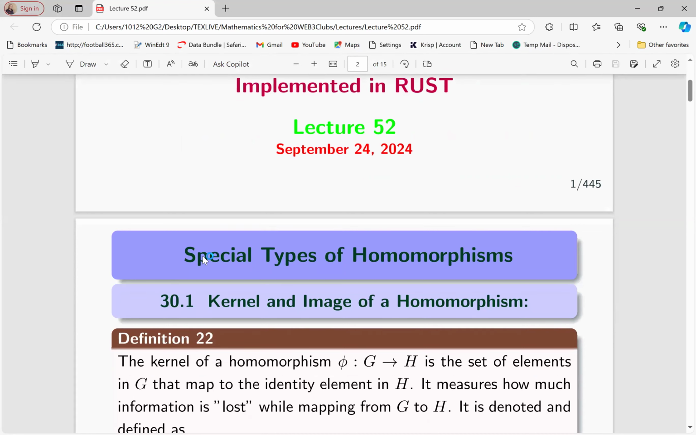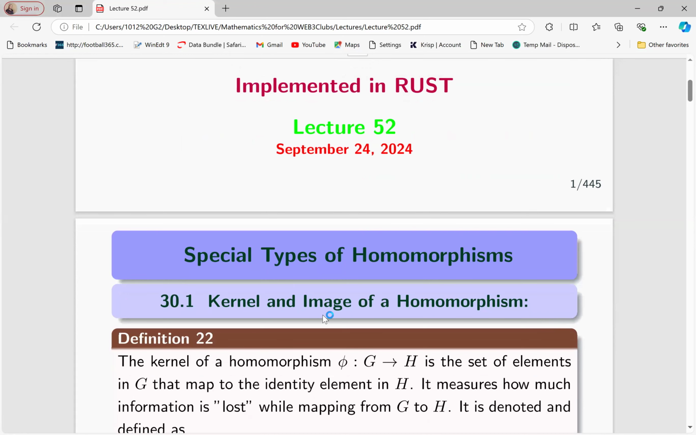Now, the first type of homomorphism that I will be looking at is the kernel and image. Kernel and image are two different things. So we'll be looking at the kernel of a homomorphism. We need to know what it is and how to determine it, and then look at the image of a homomorphism, and again see how to obtain it.